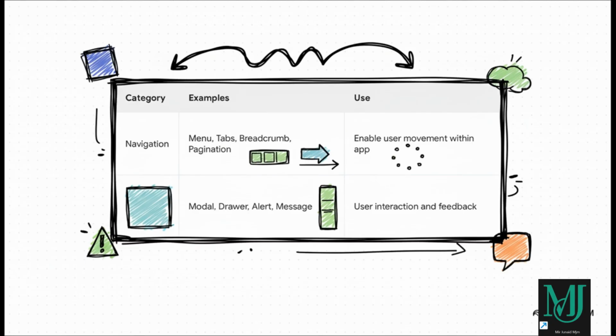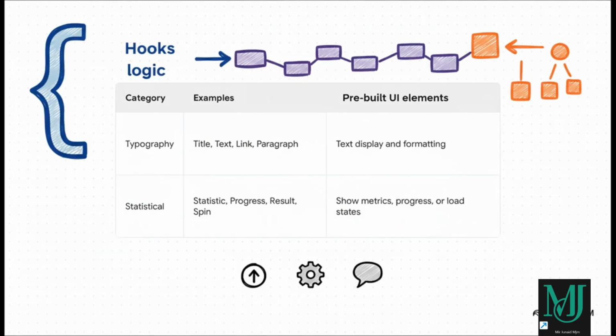And finally, components that ensure your typography is consistent, and all those status elements like progress bars or loading spinners that communicate what's happening behind the scenes. Having all these pre-built pieces saves you a massive amount of time and keeps your entire app looking and feeling consistent.